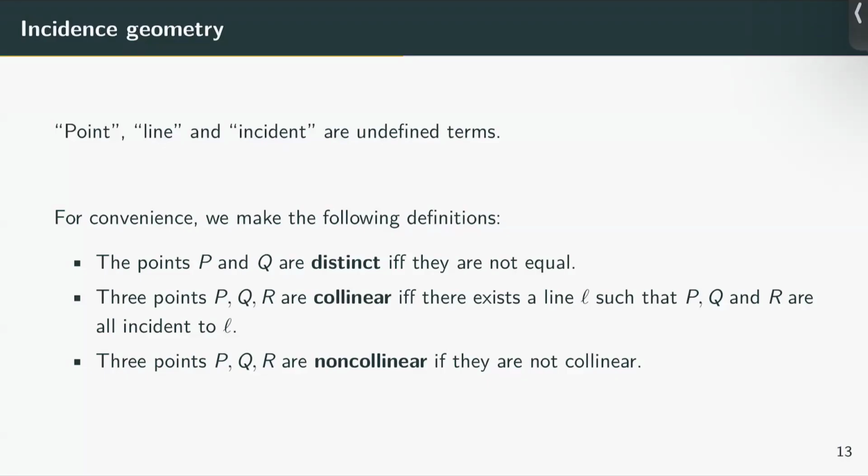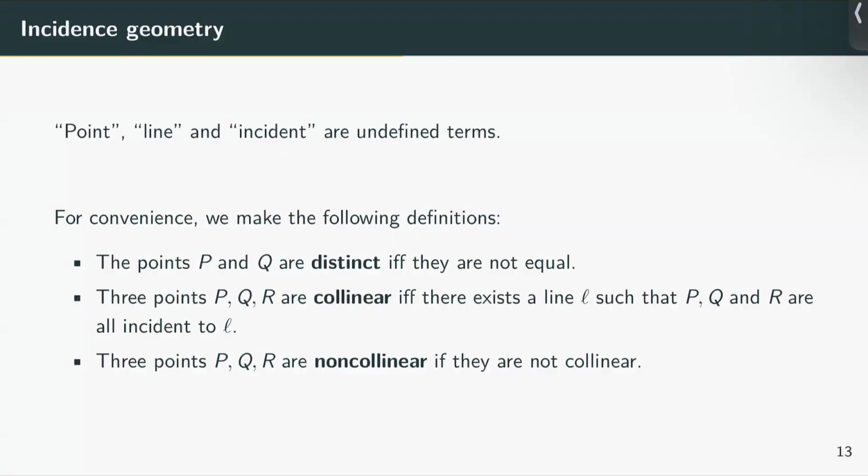We're going to introduce some definitions just to make our language a little bit easier. We're going to say that 2 points are distinct if and only if they're not equal to each other. We're going to say that 3 points are collinear if there exists a line so that all 3 of them are incident to that same line. So 3 points P, Q, and R are collinear if and only if there exists a line L such that P, Q, and R are all incident to L. And then finally, we introduce the word non-collinear, which is just the negation of collinear. So 3 points are non-collinear if and only if they are not collinear.